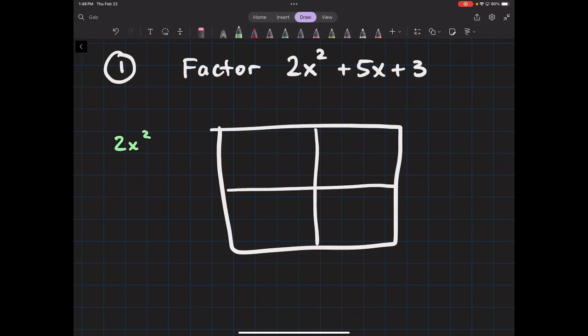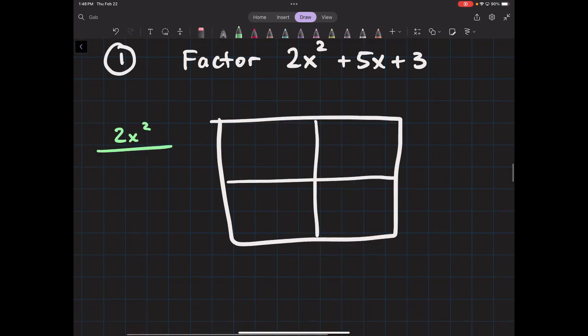2x squared. Can you guys maybe tell me what the factors of 2x squared are? 1 and 2. So I think when Ernesto's saying 1, right? Ernesto, you're saying like 1x and 2x. Okay? Is there another way?